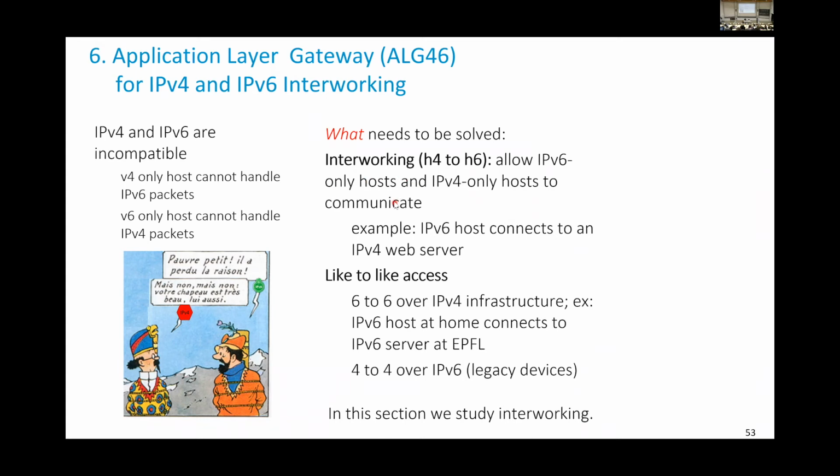This is interworking. There is a family of other problems that are easier to solve but are equally important, which I call like-to-like access. It is when your machine is IPv6, the other machine is IPv6, but the path between the two is not entirely IPv6. So you want IPv6 to talk to IPv6, but part of your network is not IPv6. That's a problem that many providers have now. Providers have set up their infrastructure with IPv4. Now they need to set it up with IPv6.